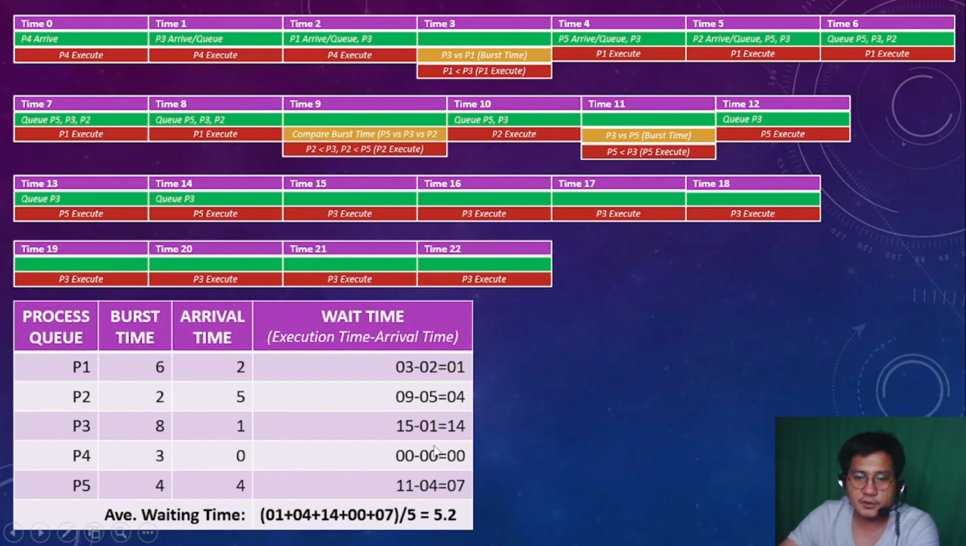So for the average waiting time, we are going to sum up these wait times, which are 1, 4, 14, 0, and 7, and then divide by 5. This 5 comes from the total number of processes, which is 1, 2, 3, 4, 5. So the average waiting time is 5.2. So that is how shortest job first works as a scheduling algorithm in the central processing unit.